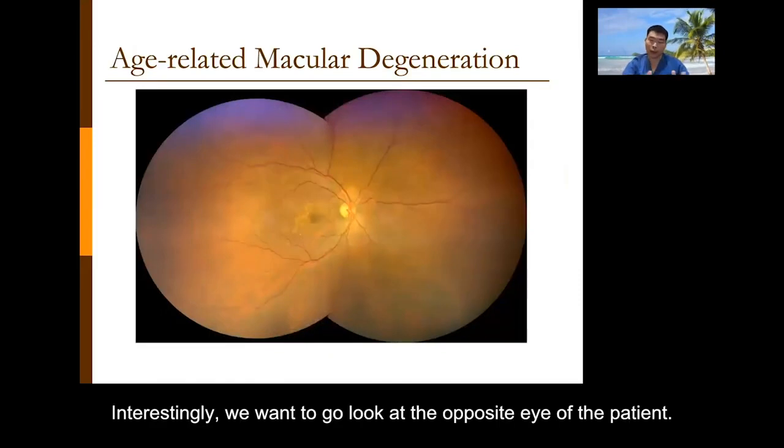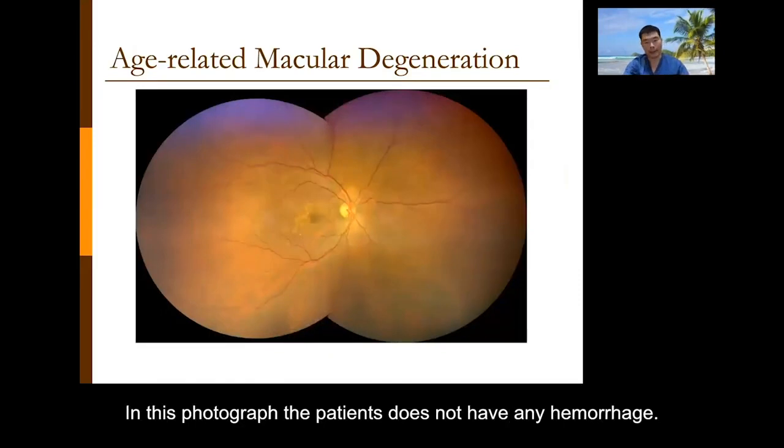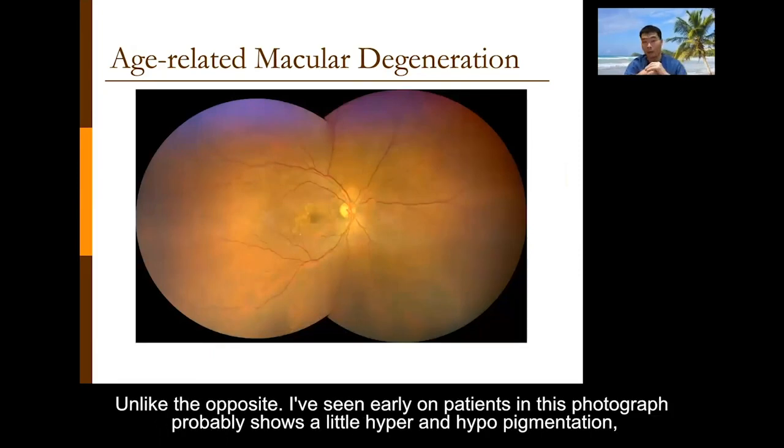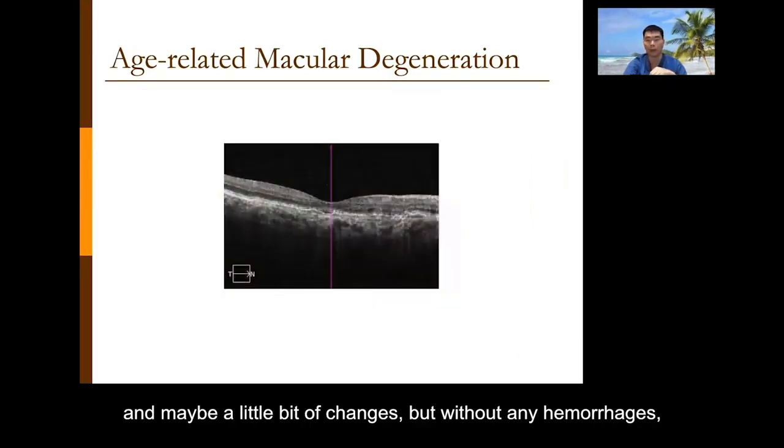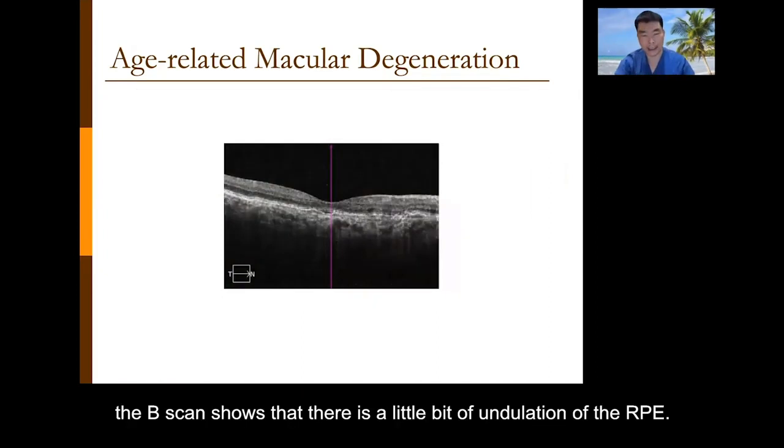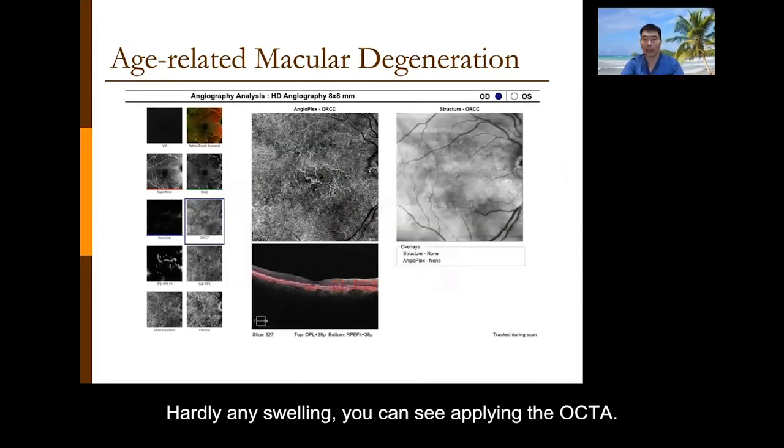Interestingly, we want to look at the opposite eye of the patient. Again, in this photograph, the patient does not have any hemorrhage, unlike the opposite eye we have just seen earlier. This posterior pole photograph probably shows a little bit of hyper and hypopigmentation and maybe a little bit of drusenoid changes, but without any hemorrhages. The B scan shows a little bit of undulation of the RPE with hardly any swelling.